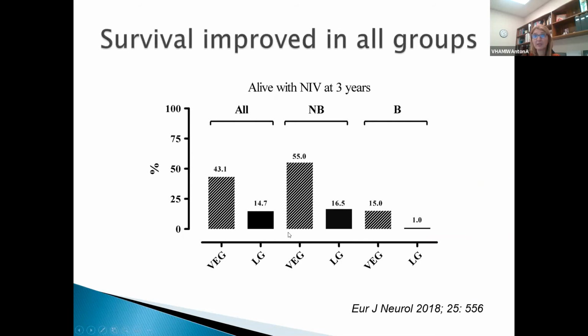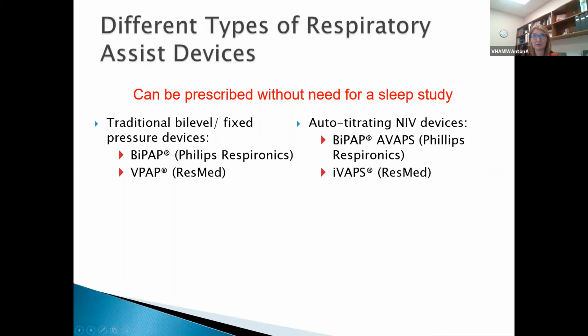And it actually works on all patients, not just patients that have limb onset or non-bulbar. It also works in patients with bulbar onset. So again, it's important, and I offer to all my patients, whether they have bulbar onset or non-bulbar onset, I think they can all benefit from non-invasive ventilation if they can tolerate it.